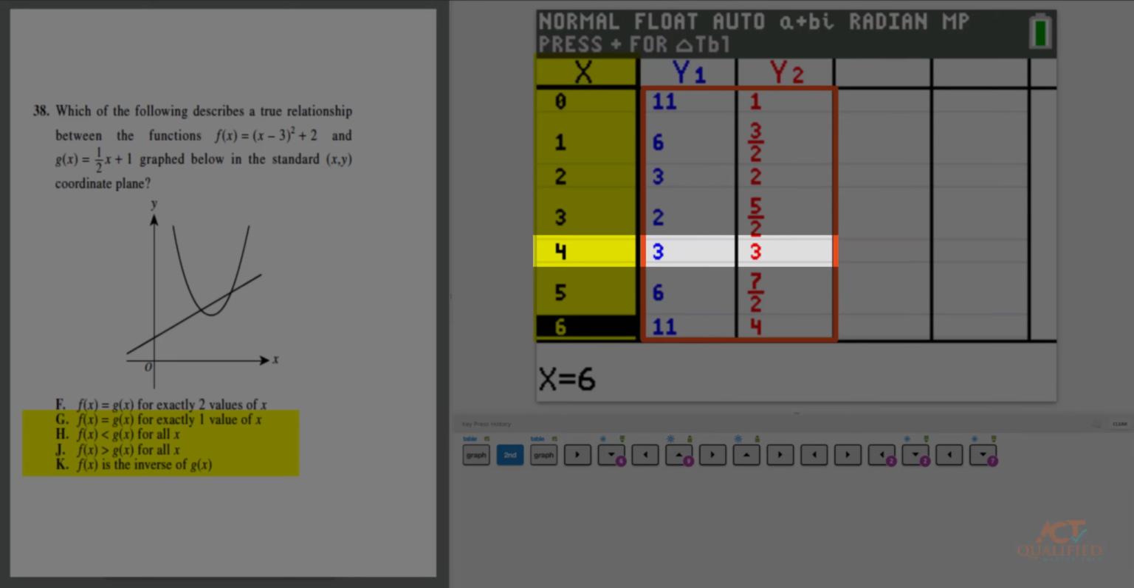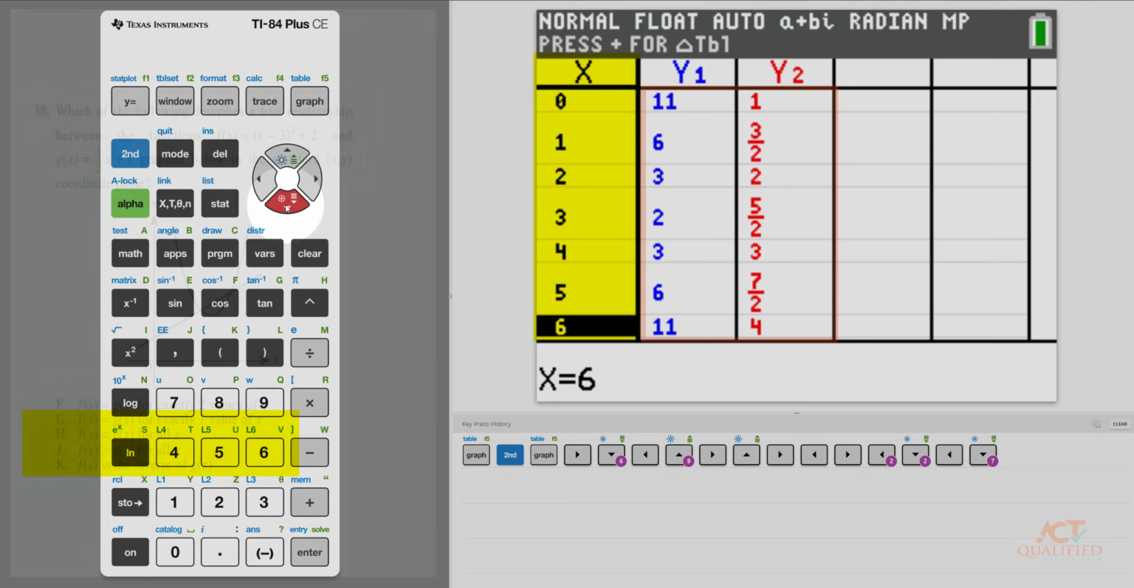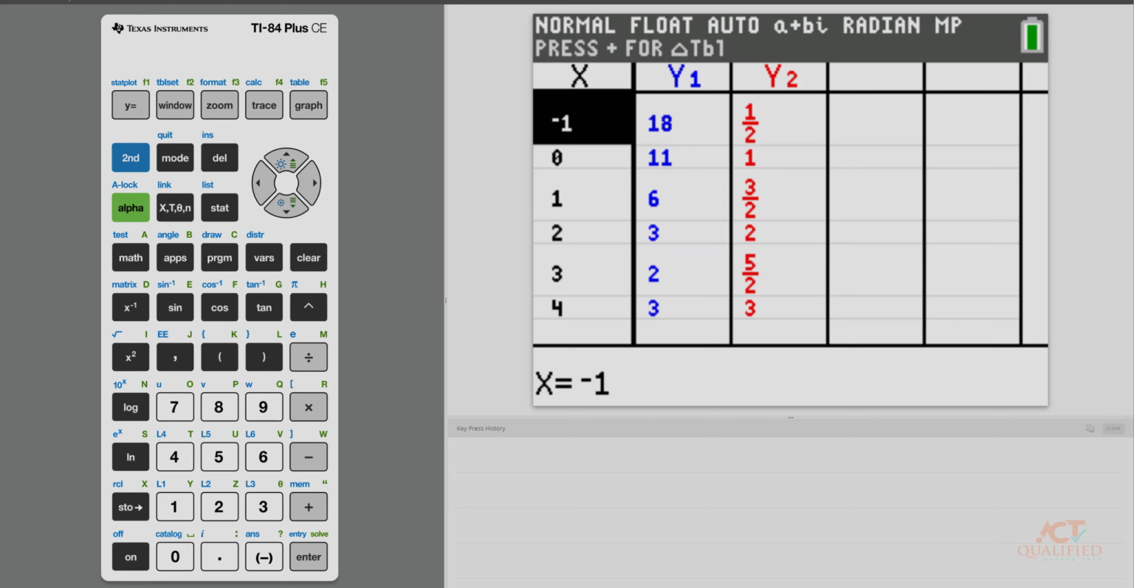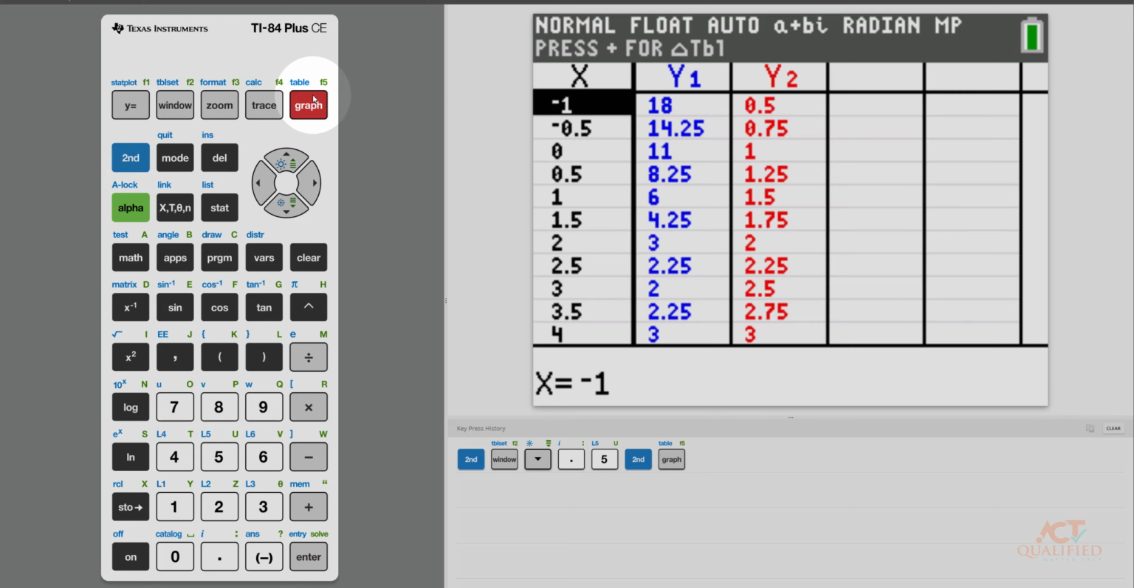But be careful. Your table, by default, is set up to display whole numbers, so let's change our table view to decimal increments. Press Second, Table Setup. Scroll down to Table and change the table entry to 0.5. Now press Second, Table. You are taken back to the table view.